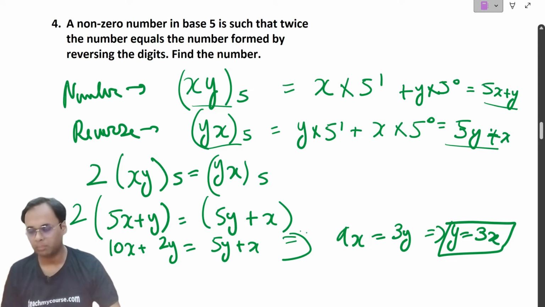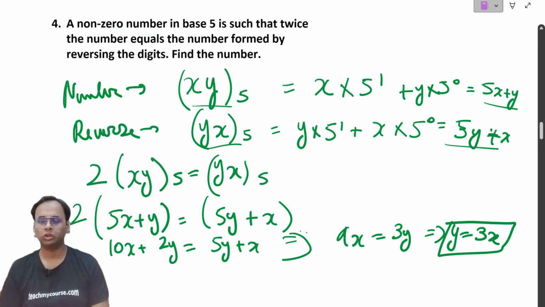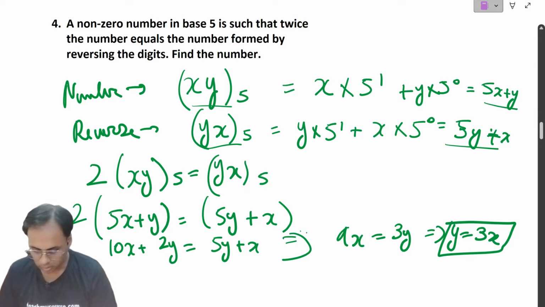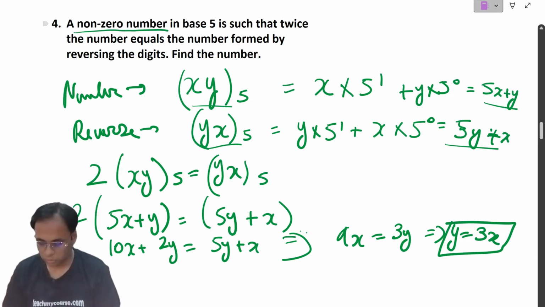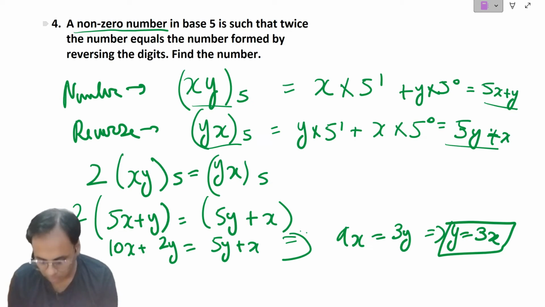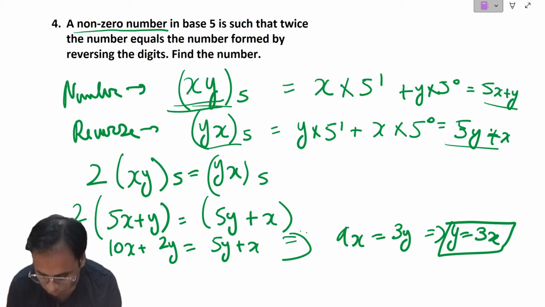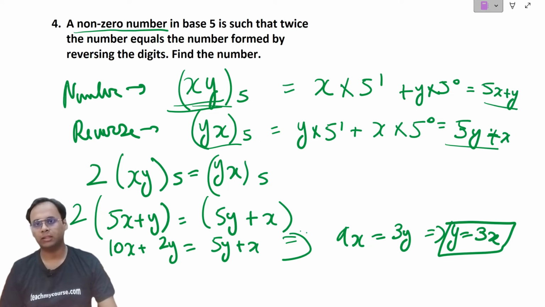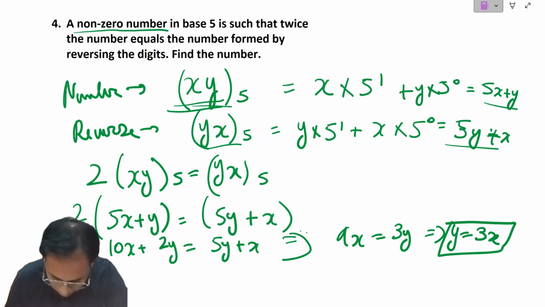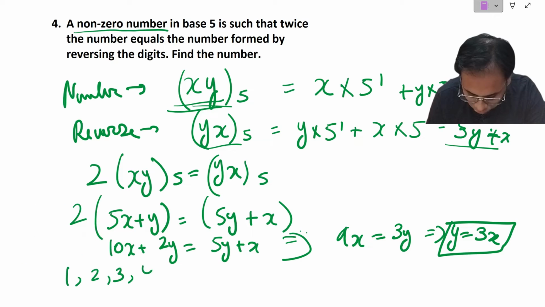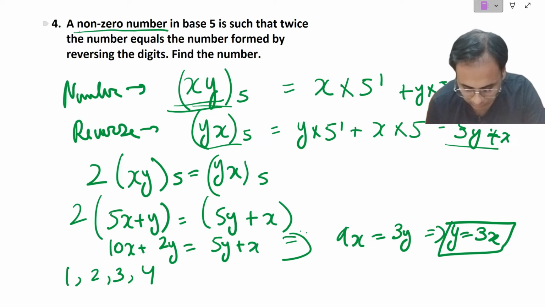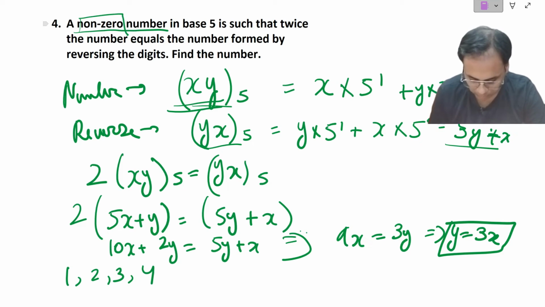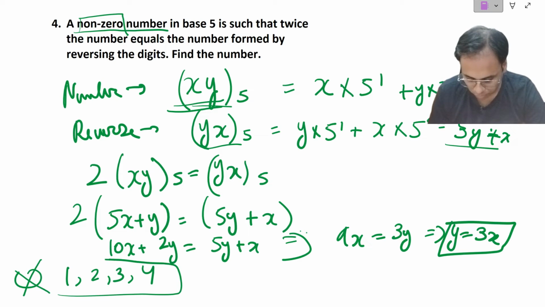Now we need to find the number. In order to find the number, we need to see it case by case. We are given in the question that it is a non-zero number, so it is obviously not 0, and the original number we considered is xy to the base 5. Remember that since it is to the base 5, the possible digits are 0, 1, 2, 3 and 4. Because it is non-zero, 0 cannot be there, so it can only be 1, 2, 3 or 4.